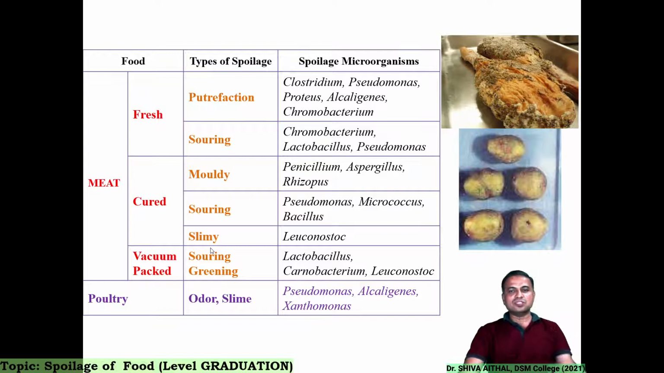Slime is polysaccharide material getting onto the meat. It becomes very slimy, just like soap, and the responsible organism is Leuconostoc. In vacuum packed meat, souring and greening takes place due to Lactobacillus, Carnobacterium, Leuconostoc. You should be able to give the type of spoilage, the type of food and the causing organism in this example. Poultry has a bad odor and slime, which is mainly due to the microorganisms Pseudomonas, Alcaligenes and Xanthomonas.